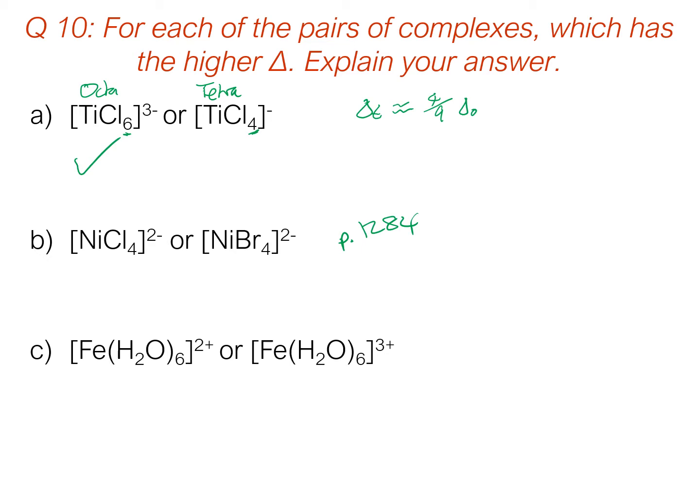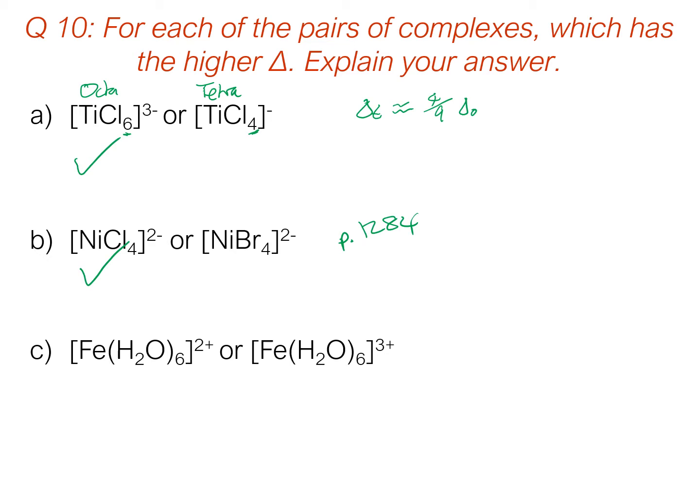Now, if you look at the spectrochemical series on page 1284 at the bottom, you'll notice that bromide and chloride ions are both weak field ligands, but the chloro ligand is slightly stronger field than bromo. So in that case, it's the tetrachloro complex that has the larger crystal field splitting energy.